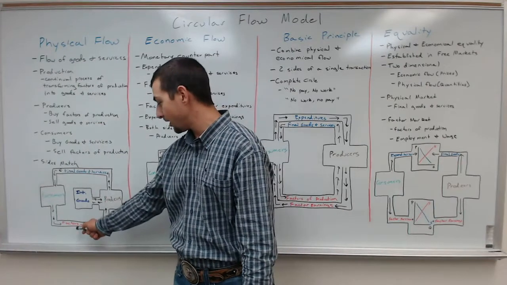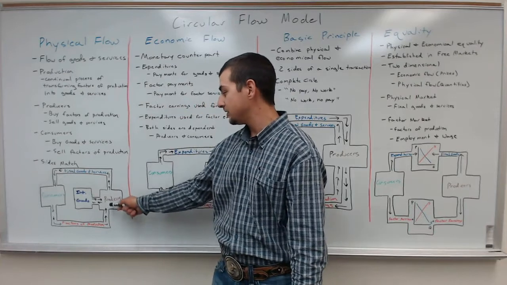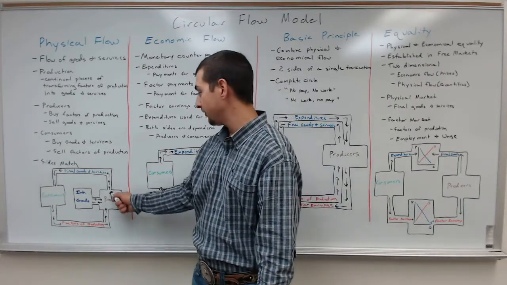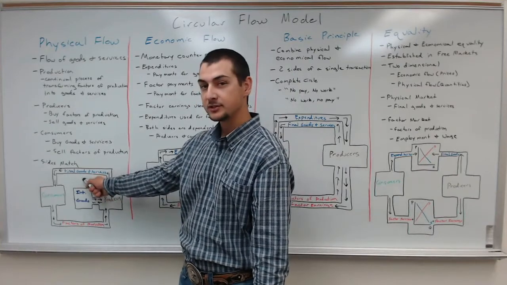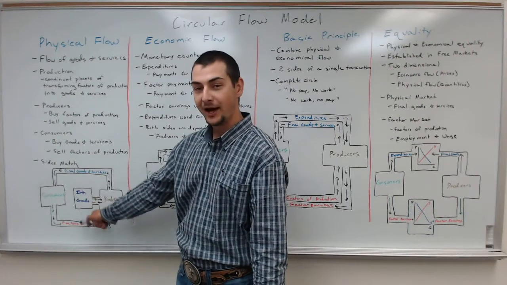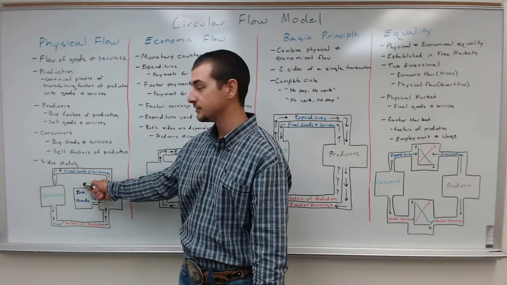And we can see that right here on this diagram. The factors of production are actually going into the producer box. And then the producers turn around and they sell these final goods and services. We can see that by the arrows pointing up. So they buy these factors of production and sell final goods and services.